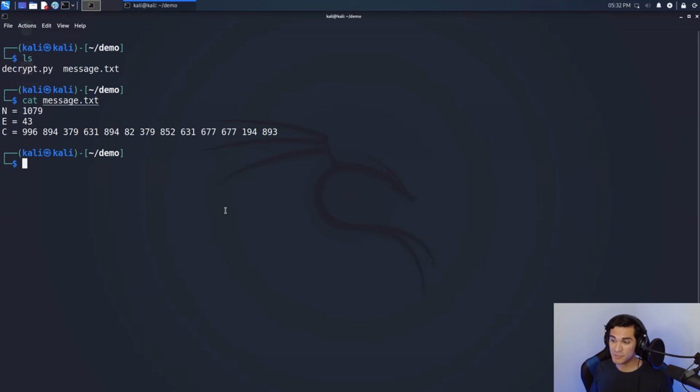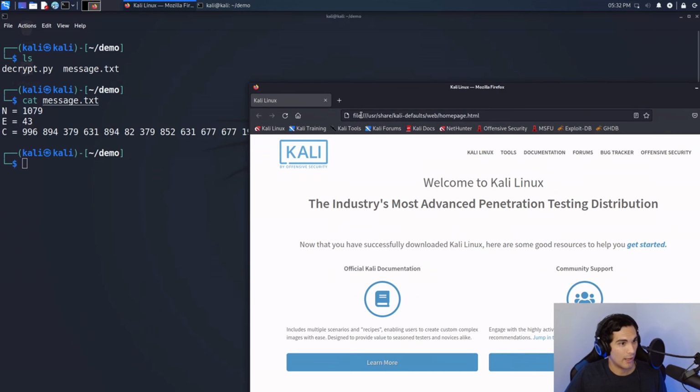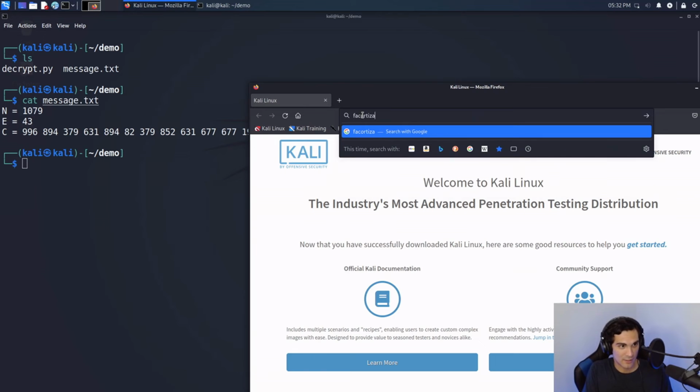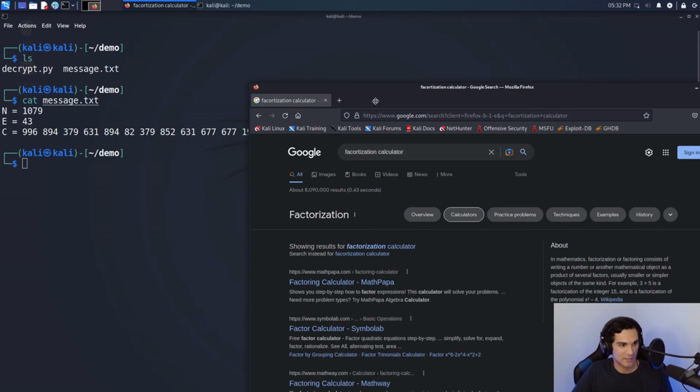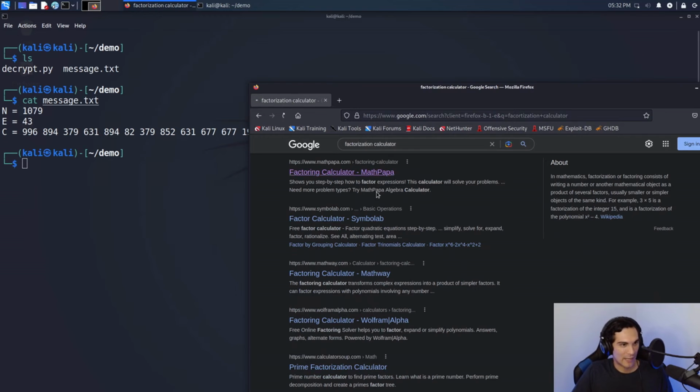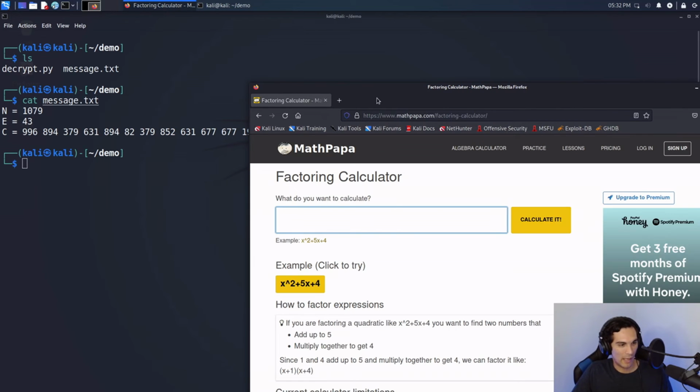I mentioned the first step that we're going to do is factoring. So I'm just going to go online and Google for a factorization calculator. Please disregard my spelling. And let's see, we got a factoring calculator from Math Papa.